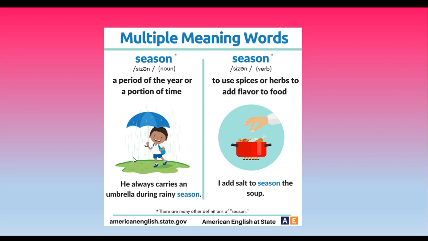Then if we look on the other side, we can use season as a verb. To use spices or herbs to add flavor to food. I add salt to season the soup.